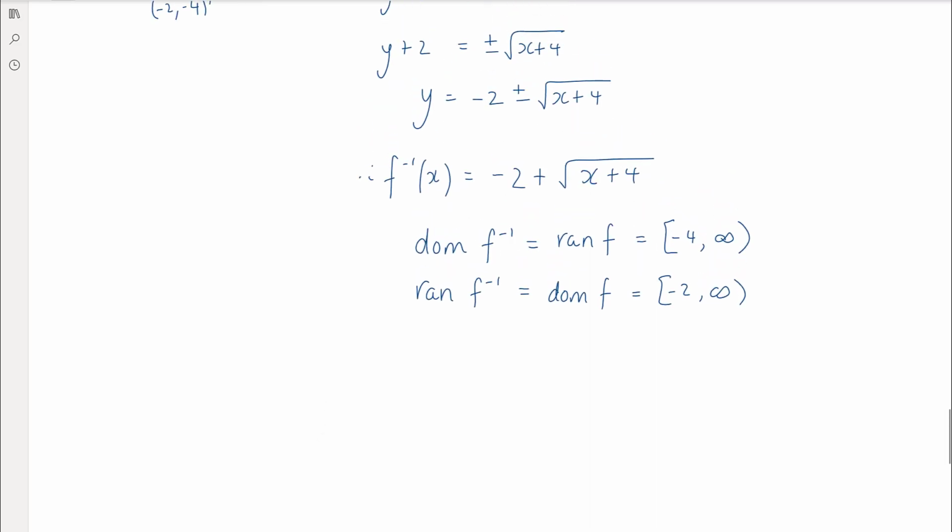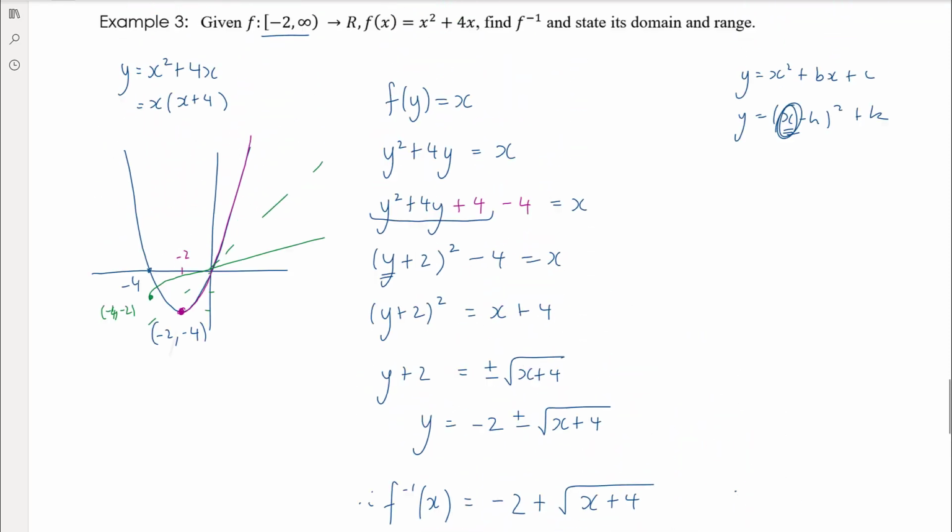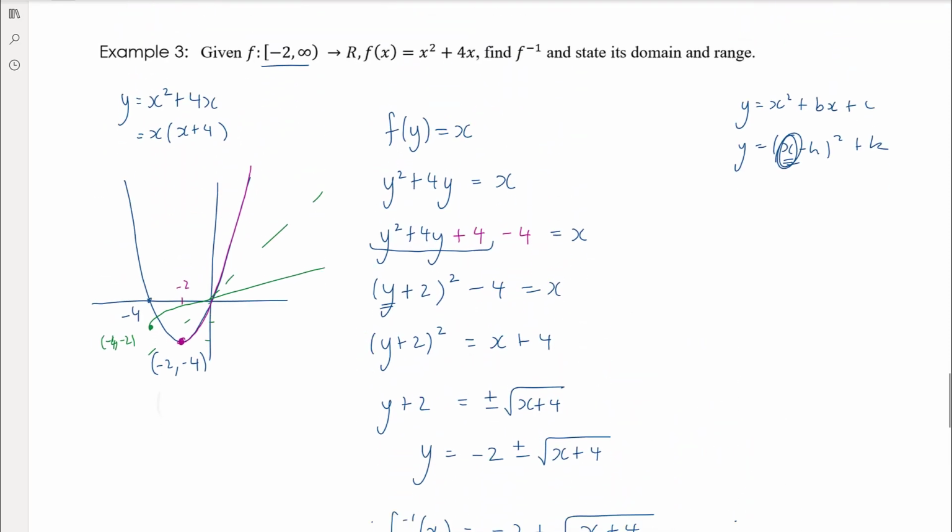Okay, so function, domain, and range, all three asked for. You can't have y equals, you need f to the negative 1 equals. The work today is from exercise 5G.